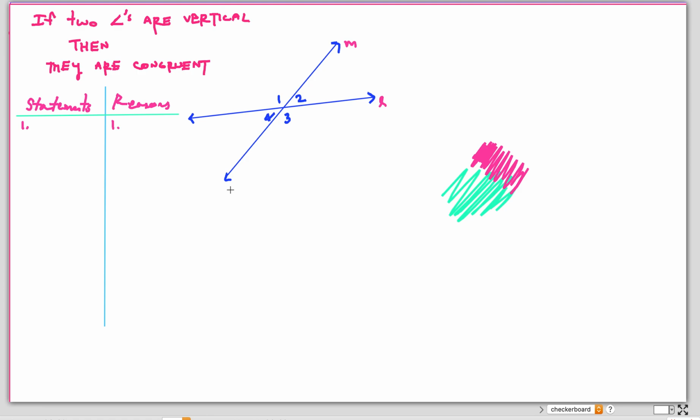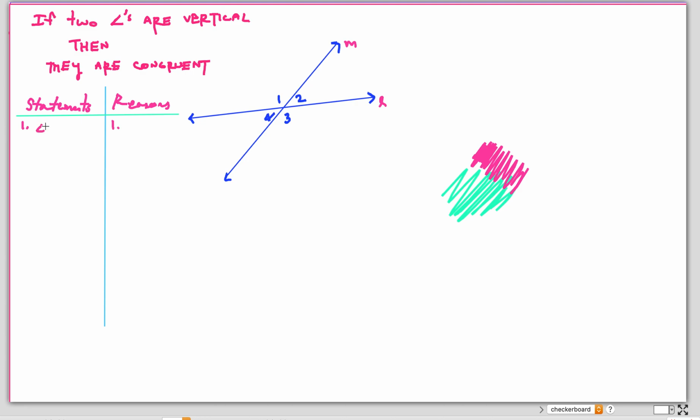Theorem, and we're going to use the other theorem, the theorem we just proved, the congruent supplements theorem. So basically here we're saying that if two angles are vertical, like 1 and 3 for example, or 2 and 4 are vertical, then they are congruent. Okay, so I'll prove that 1 and 3 are vertical.